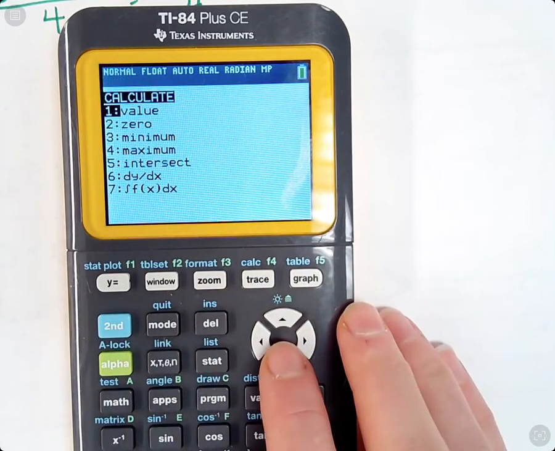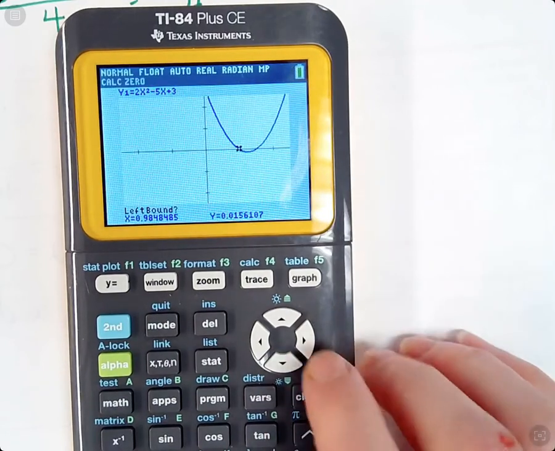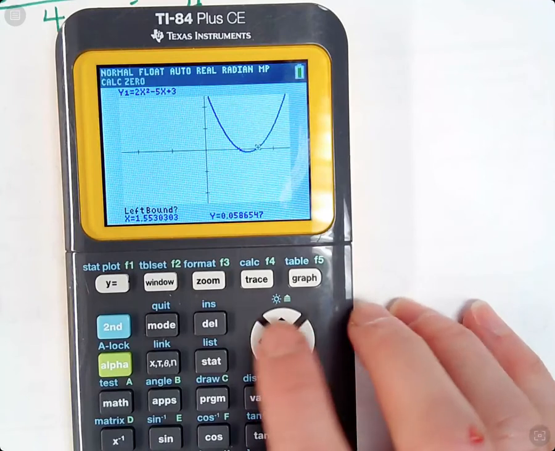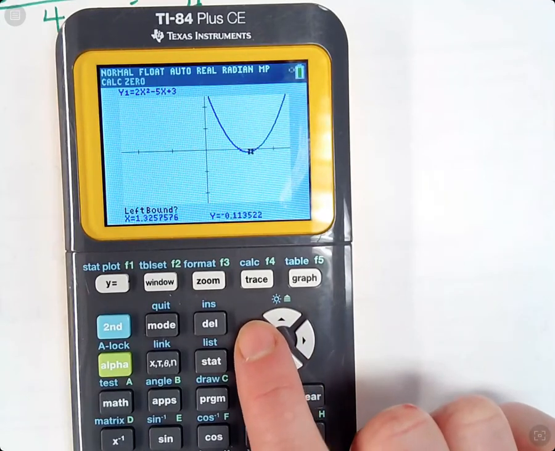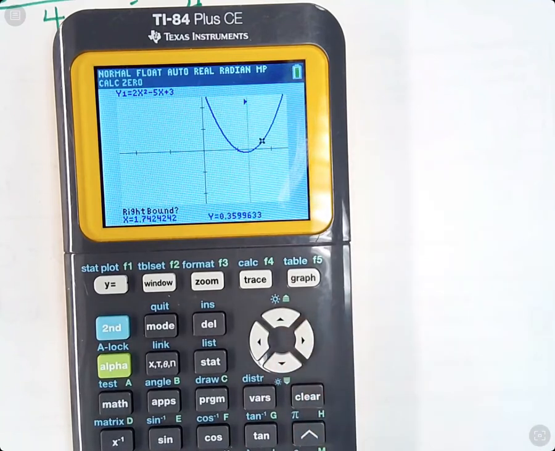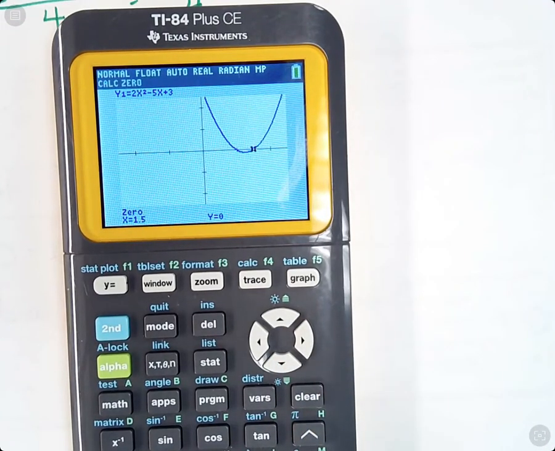Second trace. 0. We need to go to the value that we think it is, and then go over to the left for left bound, and then go over to the right for right bound. Guess, enter. Exactly 1.5.